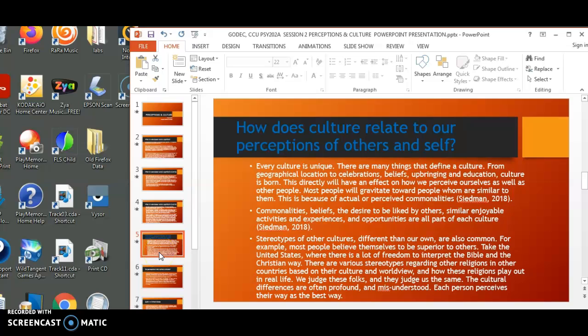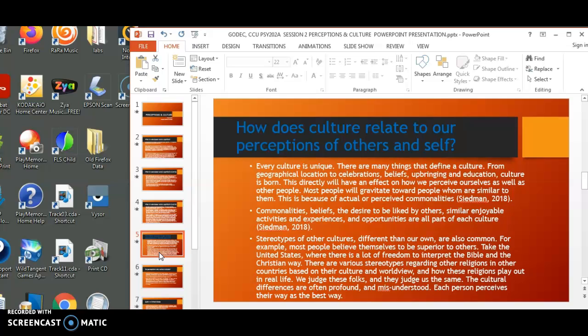Every culture is unique, so our perception of cultures and relations to ourselves and others are based on the beliefs that stem from that culture. This could be anything from religion, as to the way that they celebrate things, upbringing, education, and even geographical location.